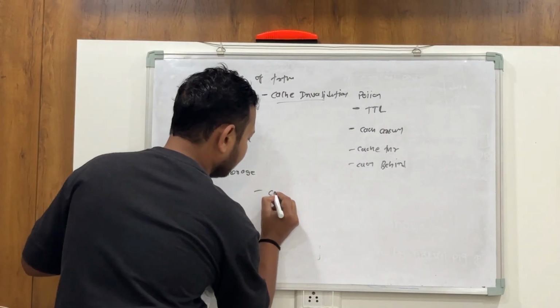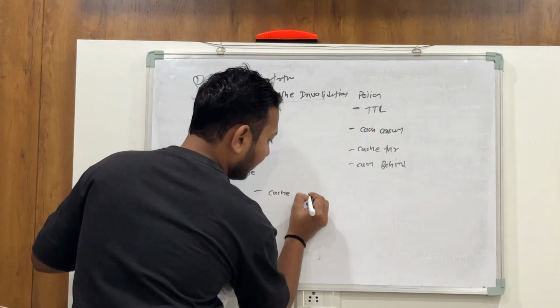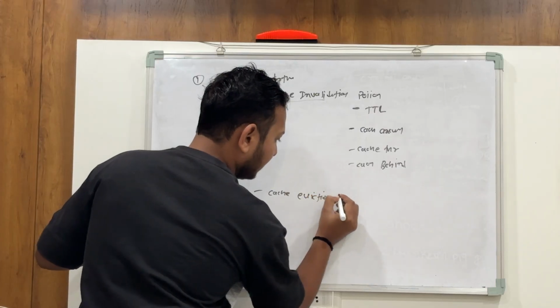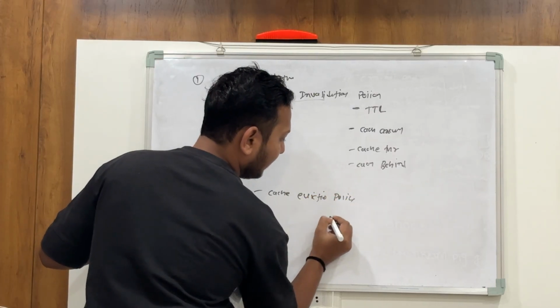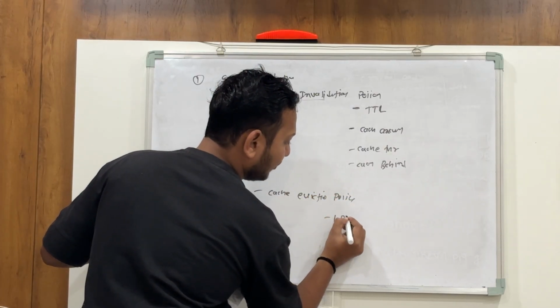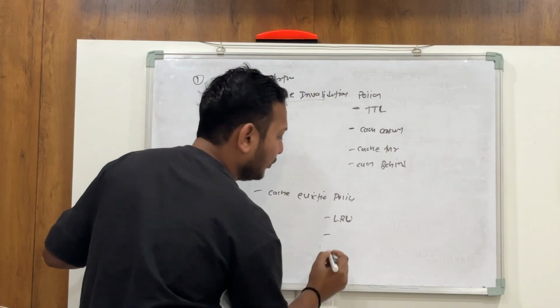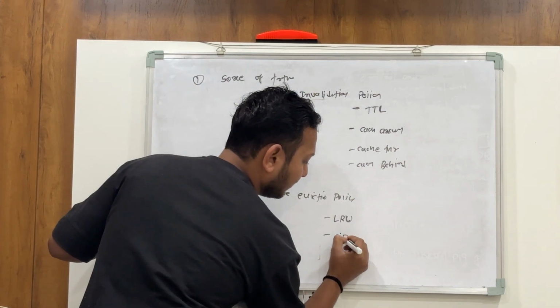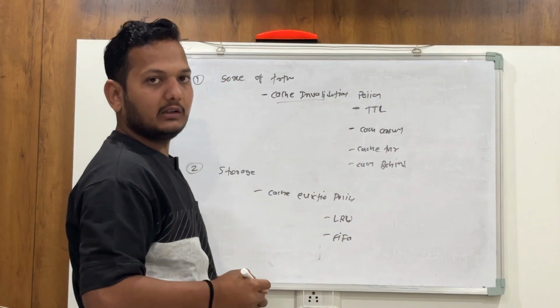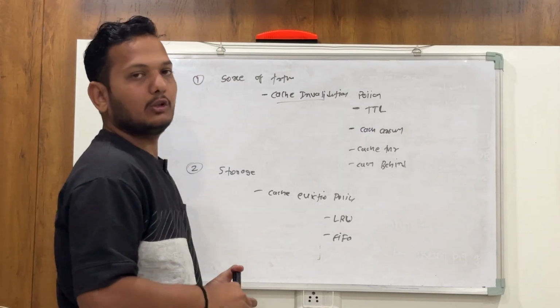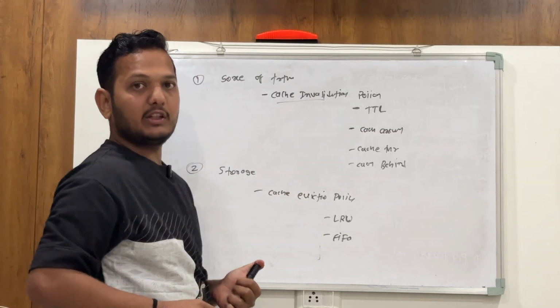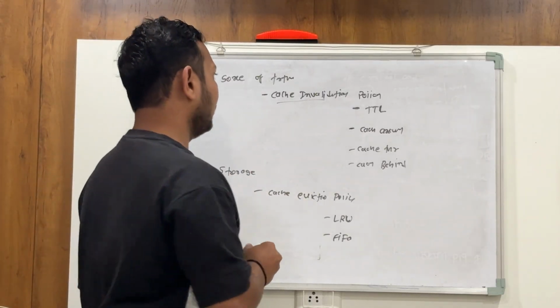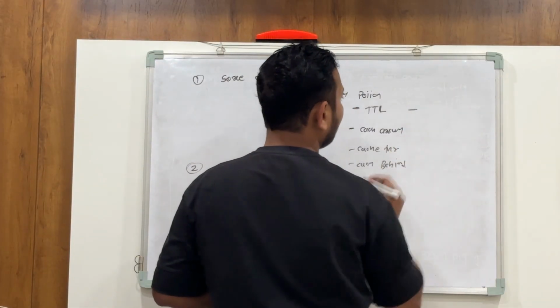Cache eviction policy. For example, LRU, that is least recently used, FIFO, first in, first out. There are also other policies present. So let's quickly understand these policies, right? So what does the TTL policy mean?